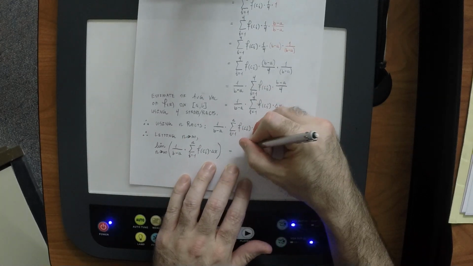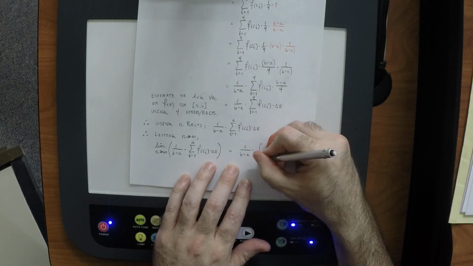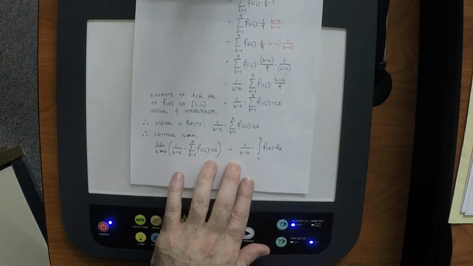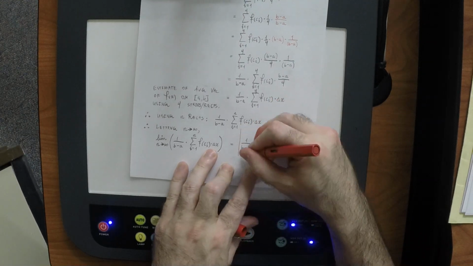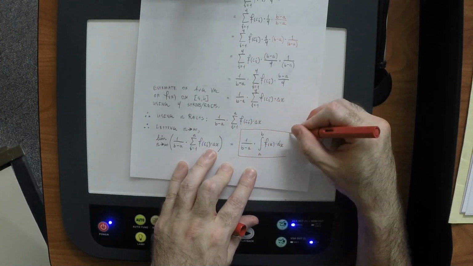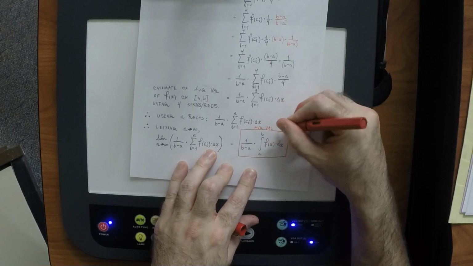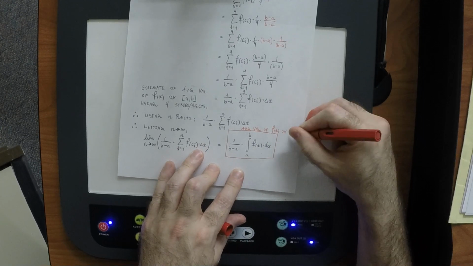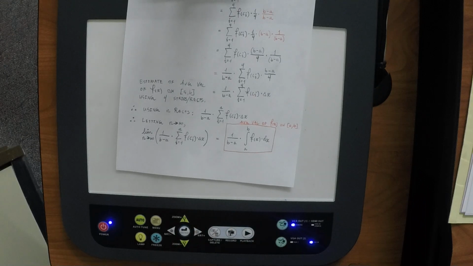So the answer will be 1 over b minus a multiplied by the integral from a to b of f of x dx. Okay, so now, this is a formula that you're now expected to memorize. This is the average value of f of x on the interval a to b. So that's what it is.